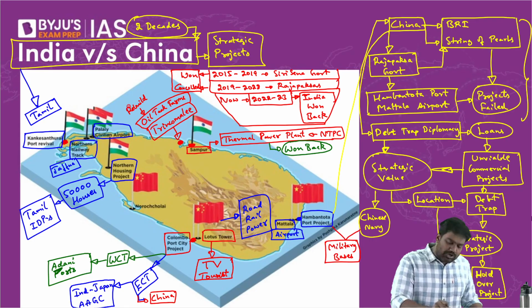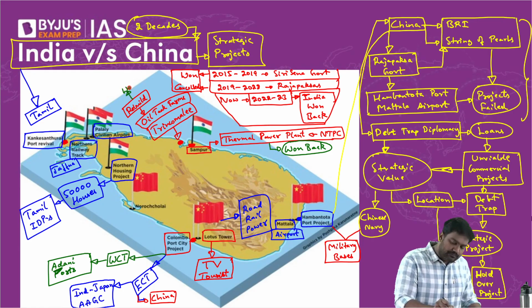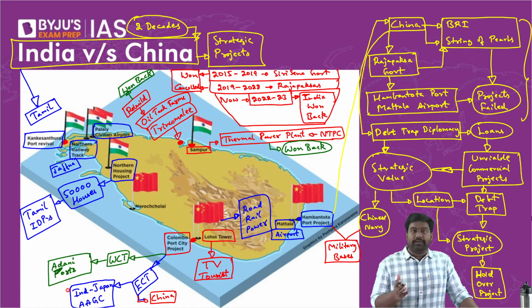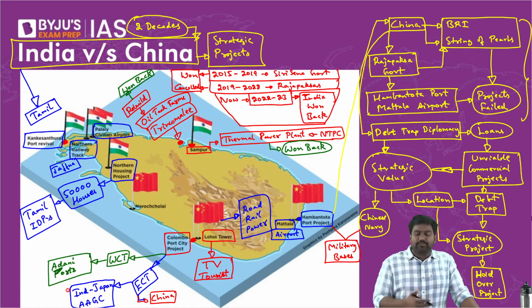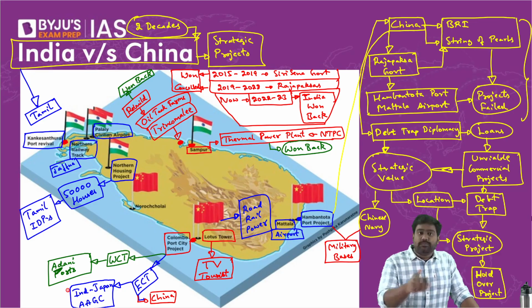So we had won this project, but Sri Lanka had cancelled it. And now we have won back the project. So it's been a lot of to and fro. There's been a lot of seesawing, right? So when we had a friendly government, we had won these key projects, but the Rajapaksa brothers had cancelled all of them, put a hold on all of them.